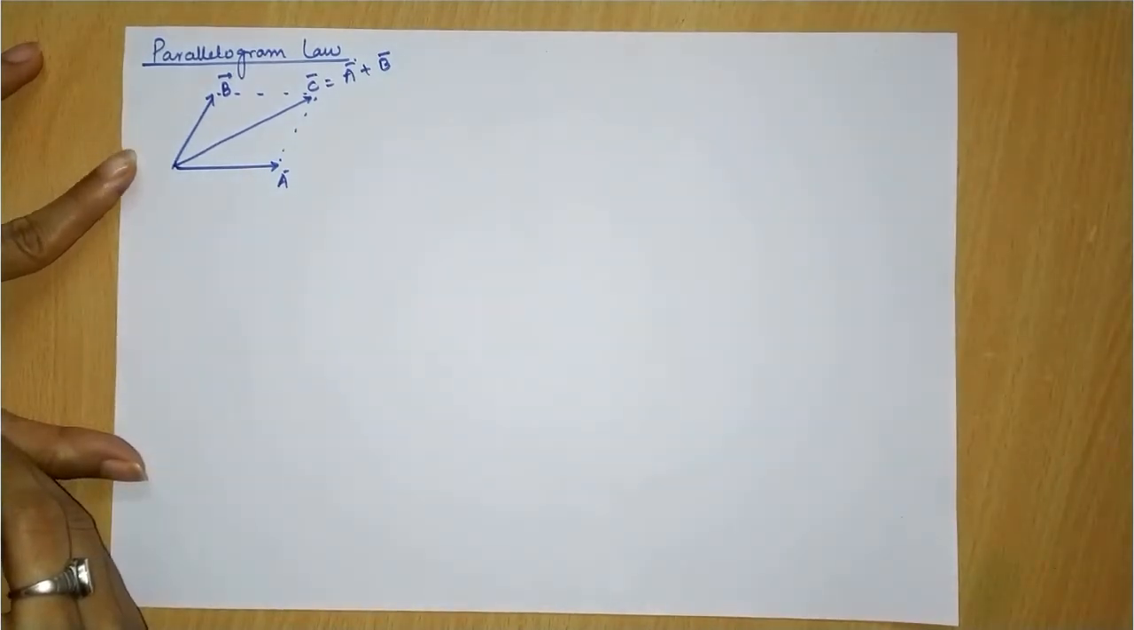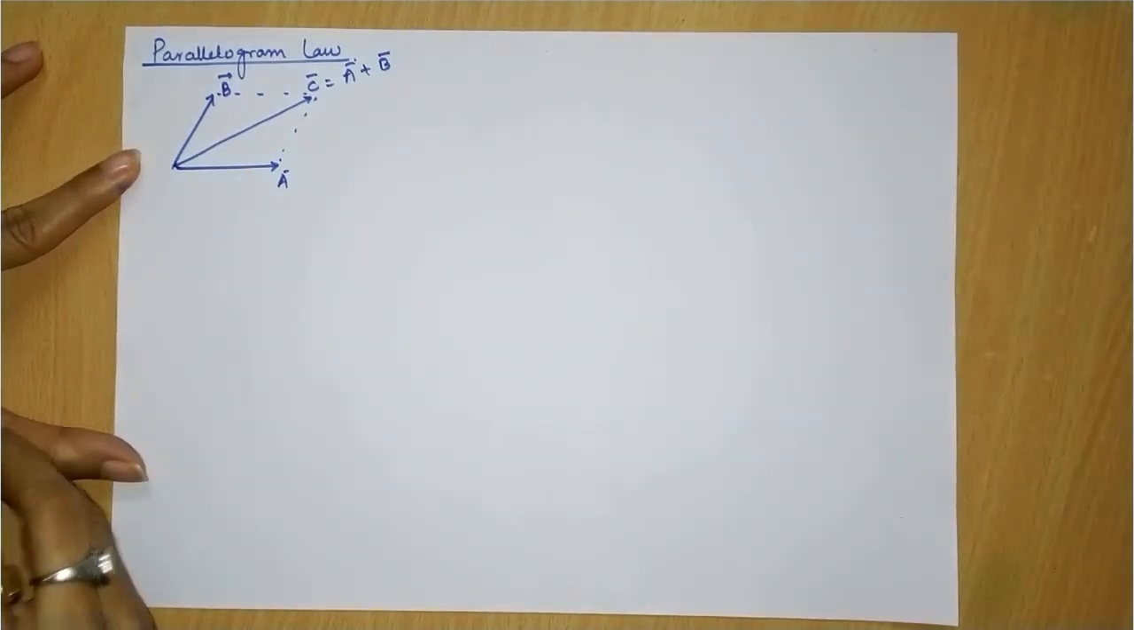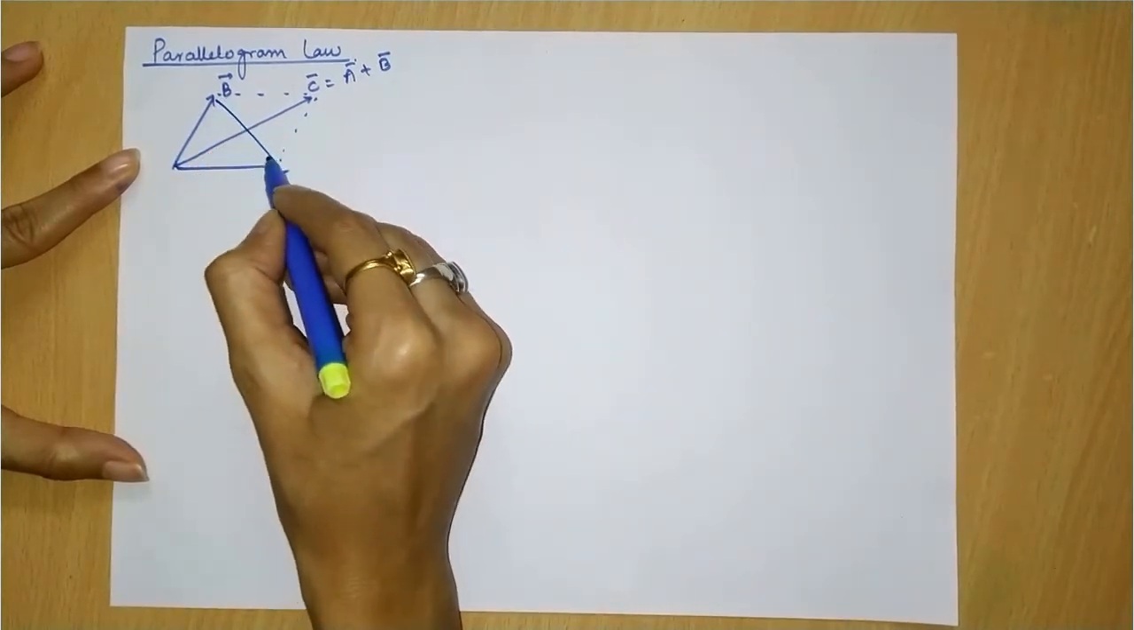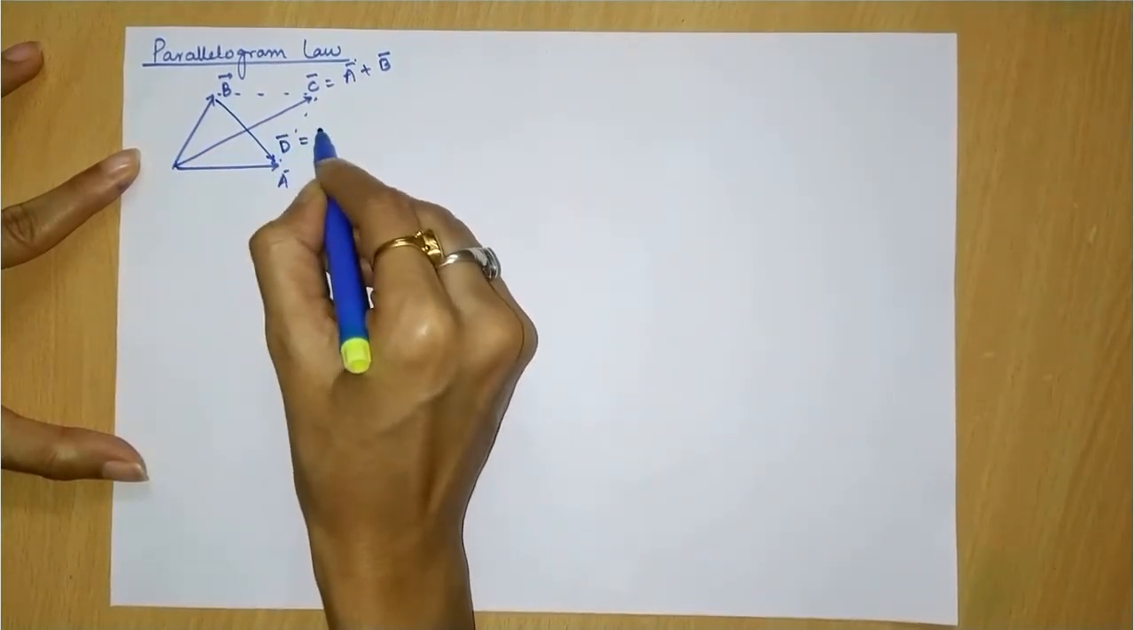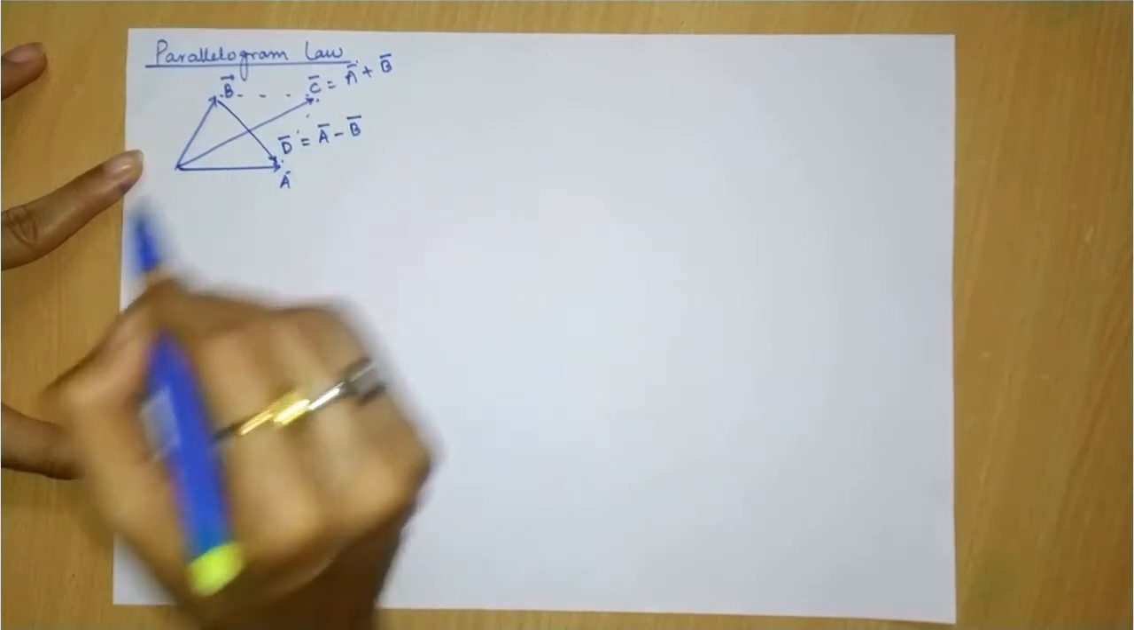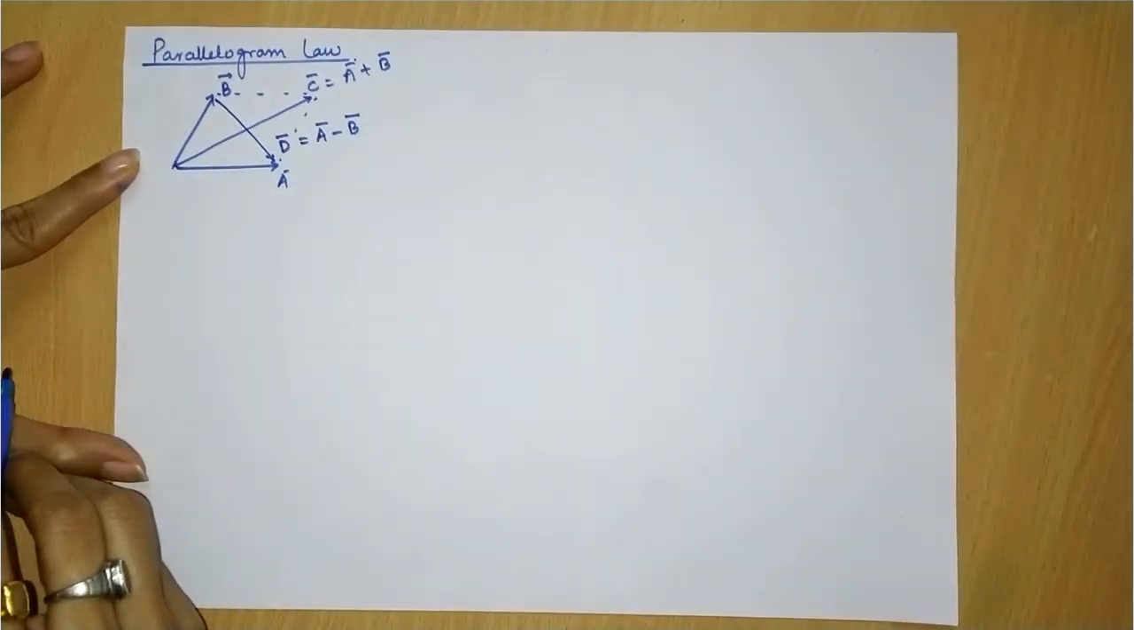And for A vector minus B vector, we will draw this one. This is vector D representing A vector minus B vector. Now we can use a direct formula from this.